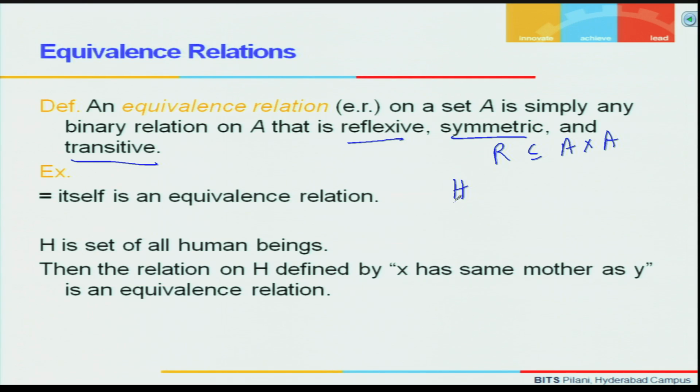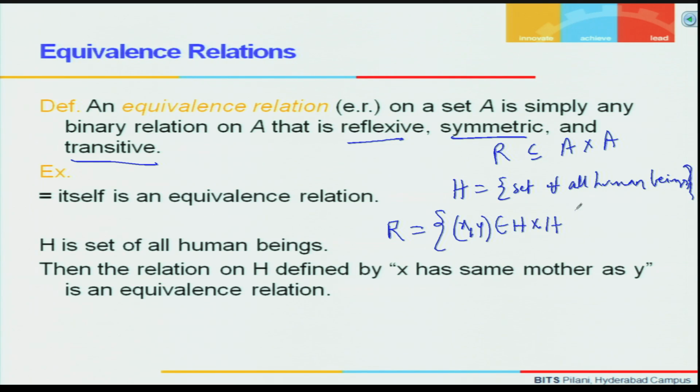Suppose H is the set of all human beings. I am defining my relation this way: x comma y belongs to H cross H such that x has same mother as y. This is the relation that I am defining. Now let us examine whether this relation is an equivalence relation or not. First of all, is it a relation on H? Definitely yes, because it is taking tuples from H cross H only, and afterwards it is applying some property. Hence it is a relation.